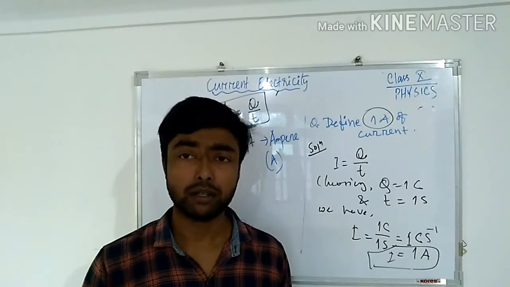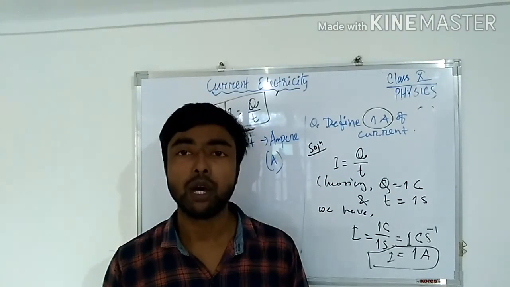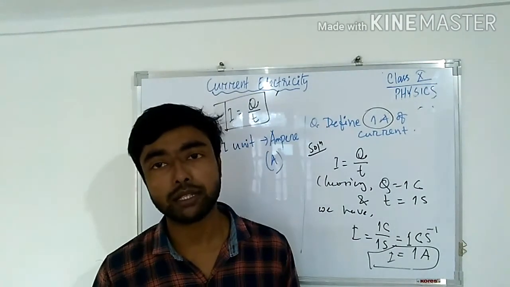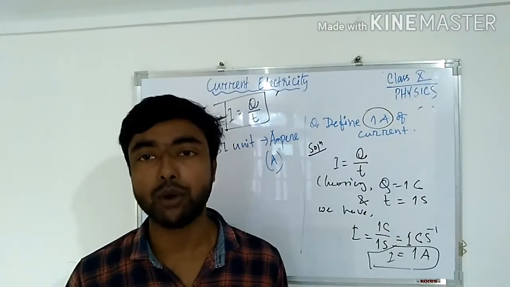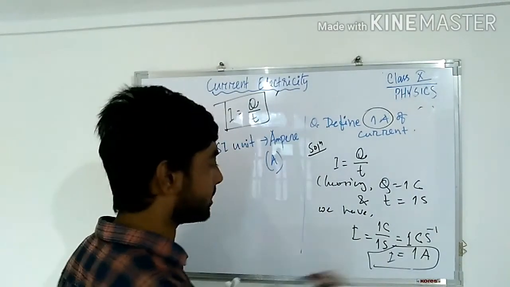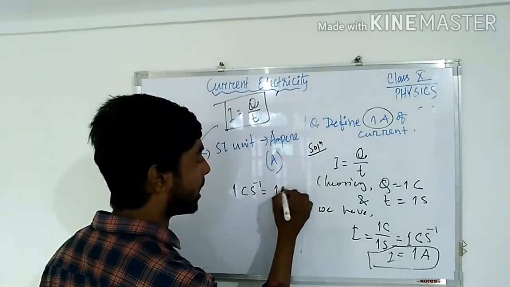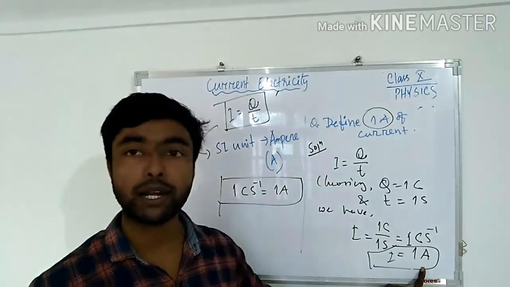Understood? The electric current between 2 points is said to be 1 ampere if 1 coulomb of charge flows from one point to the other in how much time? 1 second of time. This is how you have to define it. So we can write like this: 1 coulomb per second is equal to what? 1 ampere. This is very important. 1 coulomb per second is equal to 1 ampere.